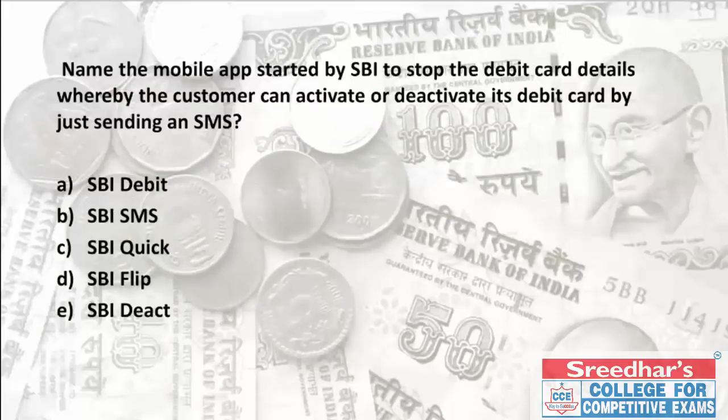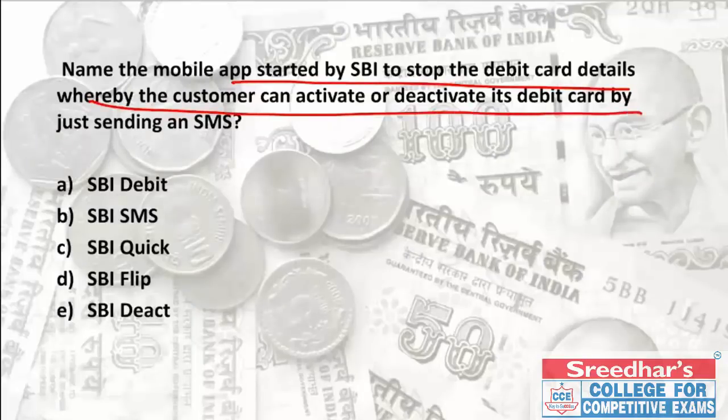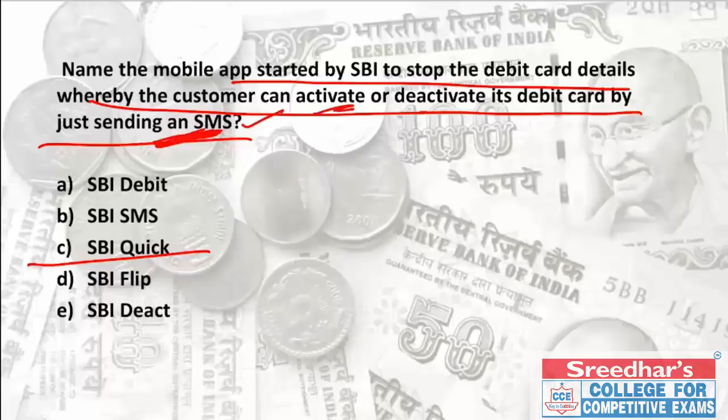Name the mobile app started by SBI to stop the debit card details, whereby the customer can activate or deactivate its debit card by just sending an SMS. It is SBI Quick. Through the application named SBI Quick, State Bank of India has started a debit card service. So the customer can just send an SMS and he can activate or deactivate his debit card.